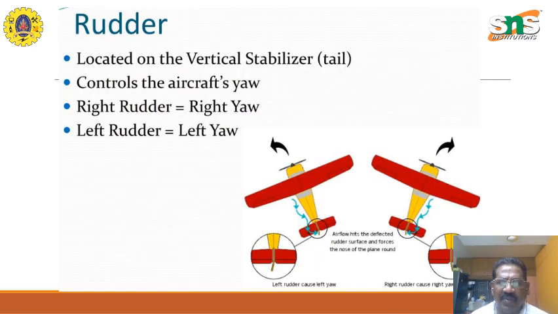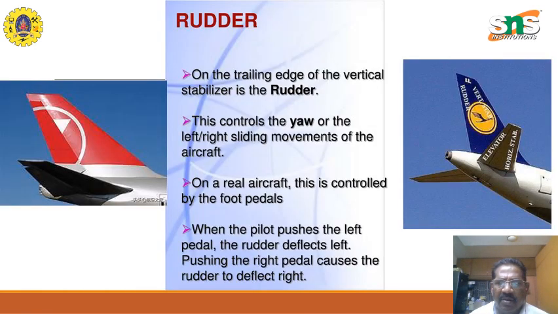The rudder, okay, the rudder is located on the vertical stabilizer. It controls the aircraft's yaw. Yaw is moving sideways. We have the right rudder yaw. We also have the left rudder yaw. Okay, so this is again on a real aircraft. This is controlled by foot pedals. When the pilot pushes the left pedal, the rudder deflects to the left, and pushing the right pedal will cause the right rudder to deflect.